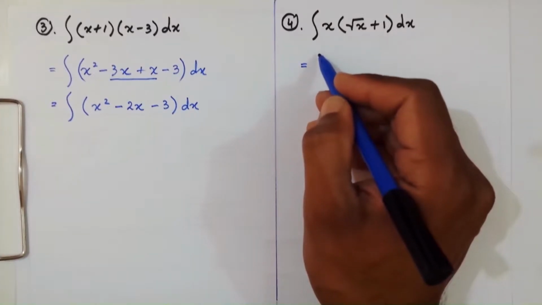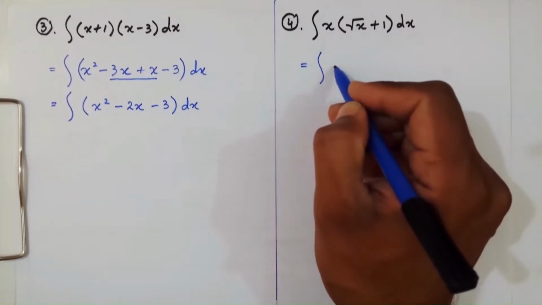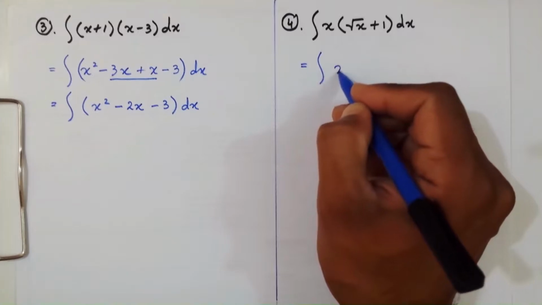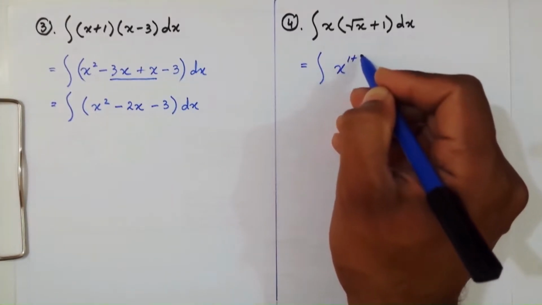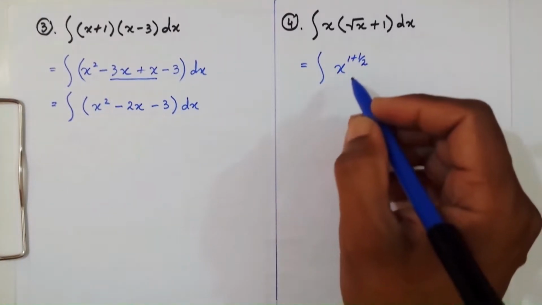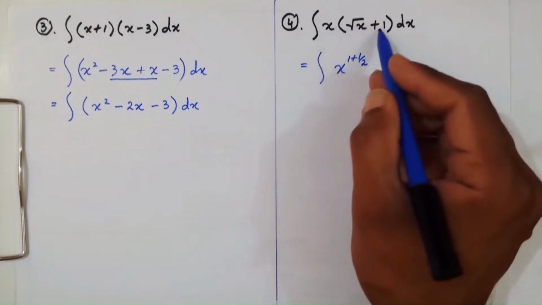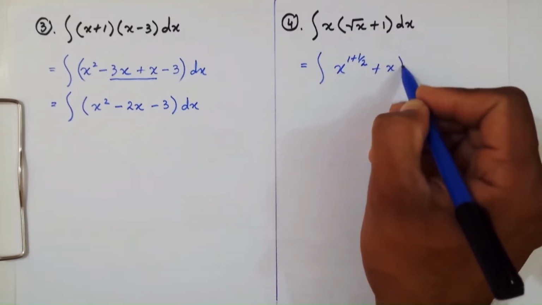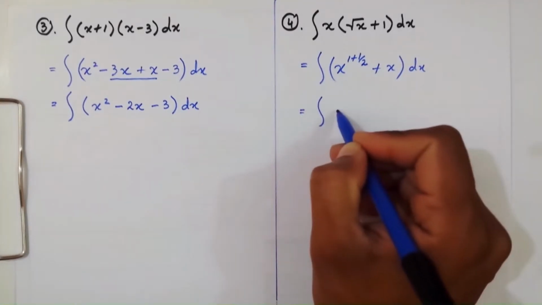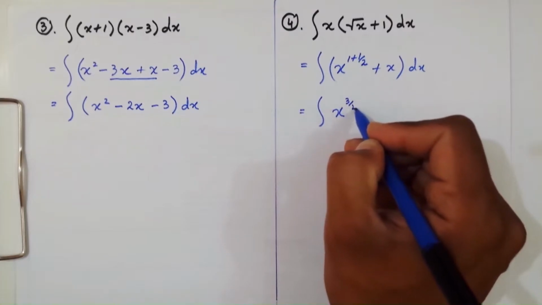Now in this question, we multiply x inside of the bracket. When these two variables multiply, their powers will be combined. According to the rule of exponents, when the same variables are multiplied, we add their powers. X multiplied by 1 will be x. After taking the LCM of its power, we get 3 by 2.